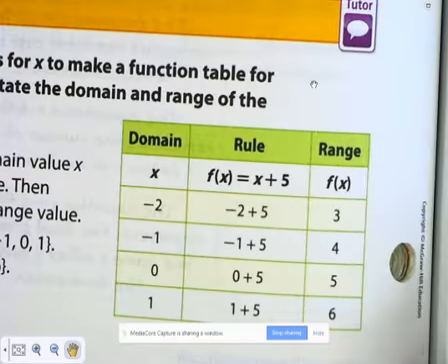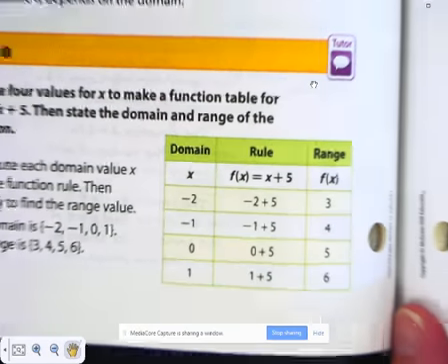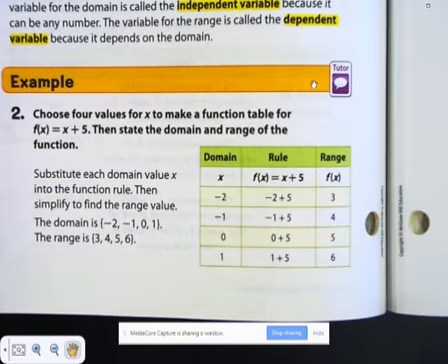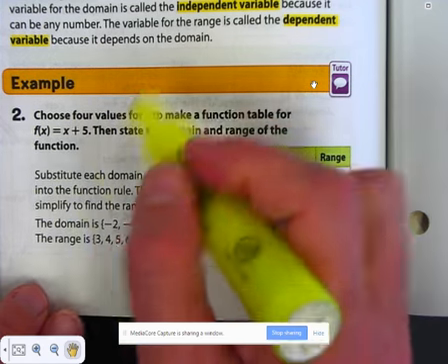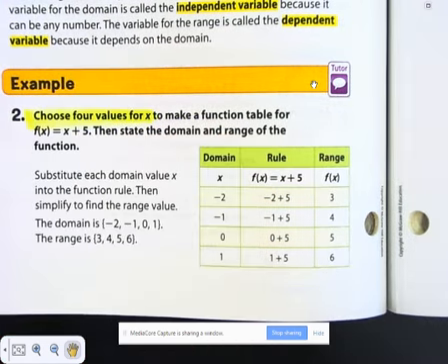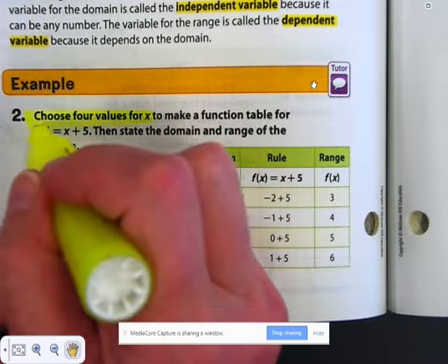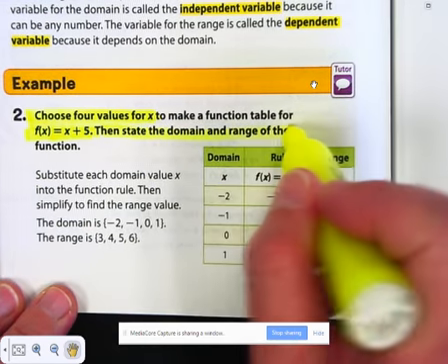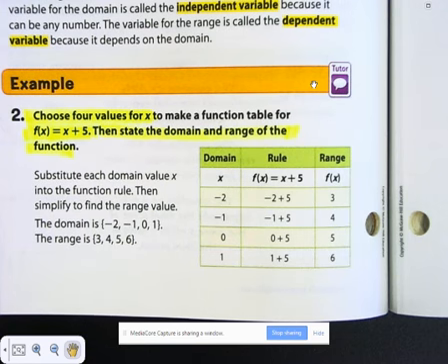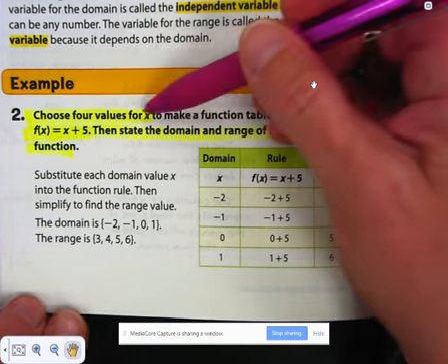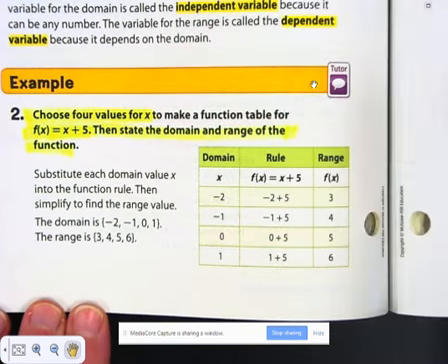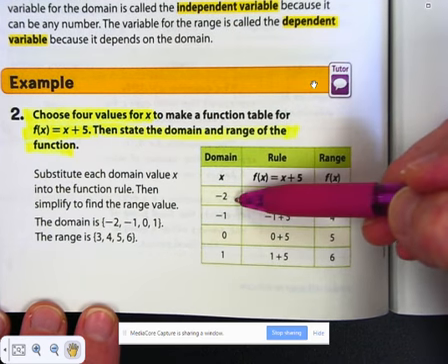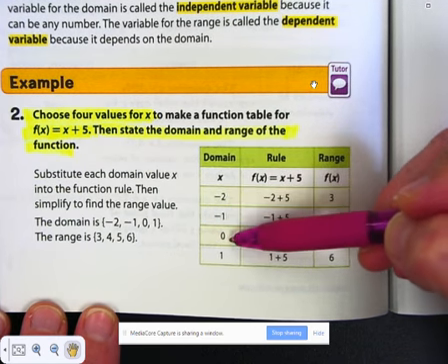So this is called a function table, on example number 2. Example number 2 says choose 4 values for x to make a function table for the function f of x is x plus 5. Then state the domain and the range of the function. When it says choose 4 values for x, you pick 4 values for x. So we picked -2, -1, 0, and 1.